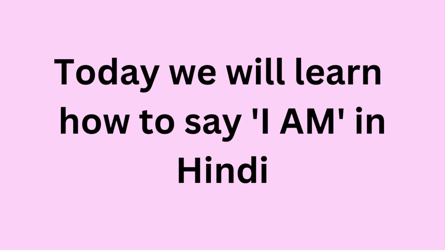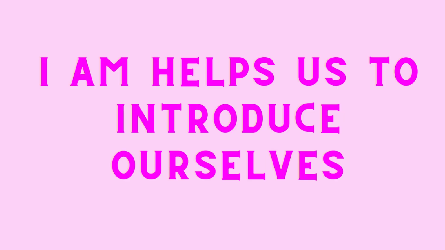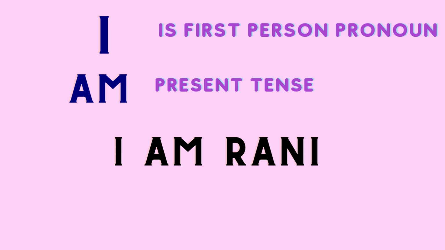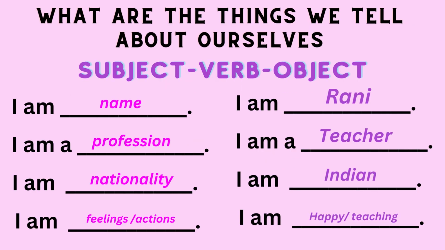Friends, today we will learn how to say I am in Hindi. Now friends, I am helps us in sharing information about ourselves with others. I is a first person pronoun and am is present tense of to be. The format of using I am in English is subject, verb and object. For example, I am Rani. So I am the subject, am is the verb and Rani is the object.